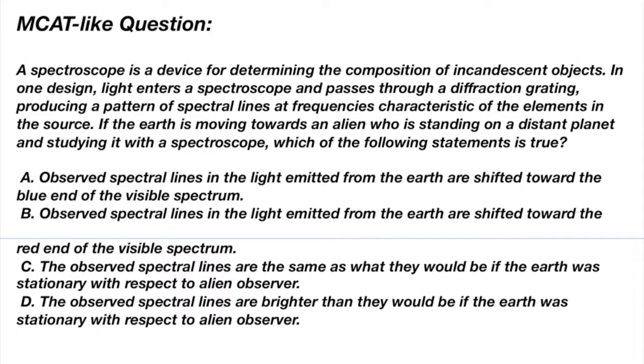So lastly, we are going to cover an MCAT-like question from the concepts above. The question reads, a spectroscope is a device for determining the composition of incandescent objects. In one design, light enters a spectroscope and passes through a diffraction grating, producing a pattern of spectral lines at frequencies characteristic of the elements in the source. If the Earth is moving towards an alien who is standing on a distant planet and studying it with a spectroscope, which of the following statements is true? So go ahead and read the statements below and answer the question. If you'd like to solve this problem, just go ahead and pause the video and then we'll provide the answer shortly.